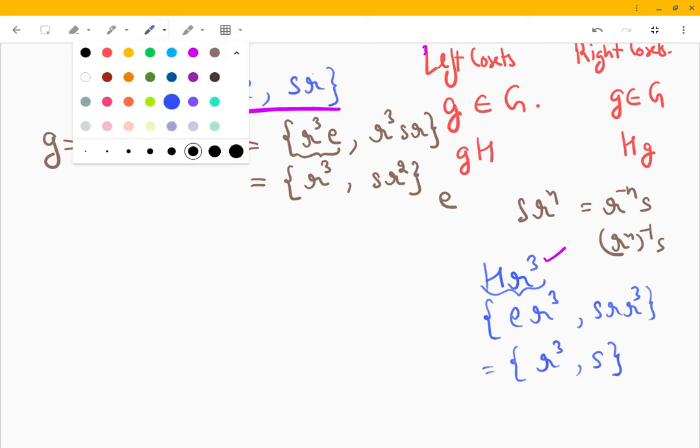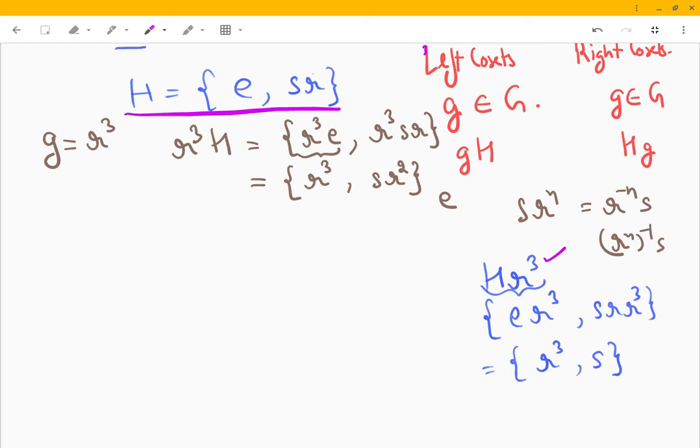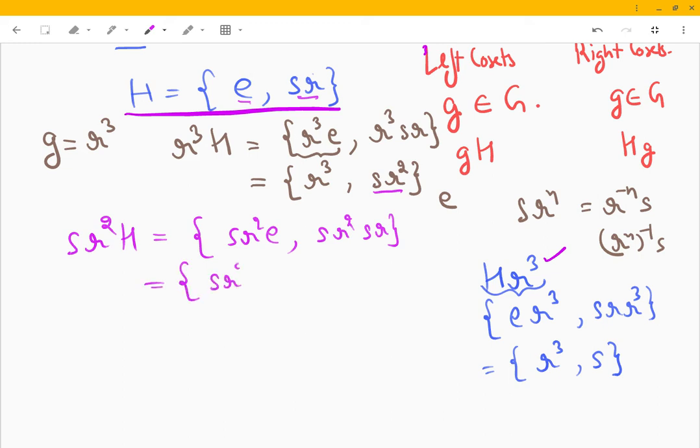Okay, let's do one more interesting thing. See, we are getting SR square here. So let's evaluate SR square H, the left coset of SR square. This shall be SR square into identity and then SR square into SR, right? Just multiplying SR square, these two elements on the left side. So this first one is SR square, and here SR square can be written as R square S, SR. This is identity, so I can just remove it, and R square R will be R cube. See, we again got R cube. We got the same subset. We got the same coset.